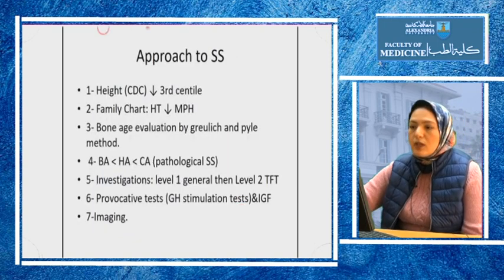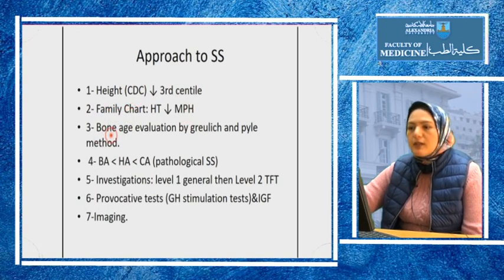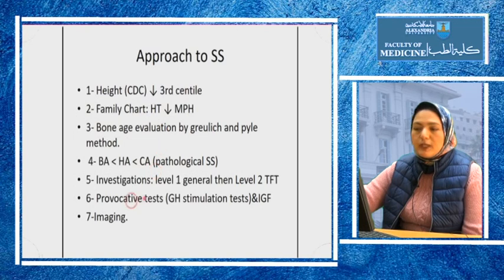So finally, to summarize what we mentioned before as an approach to a case of short stature: first, you have to take the height of the child and compare it with the normal population on the growth chart, then calculate the mid-parental height. You have to ask for an X-ray for bone age evaluation. If the bone age is delayed, then height age and chronological age, this is a cause of pathological short stature.